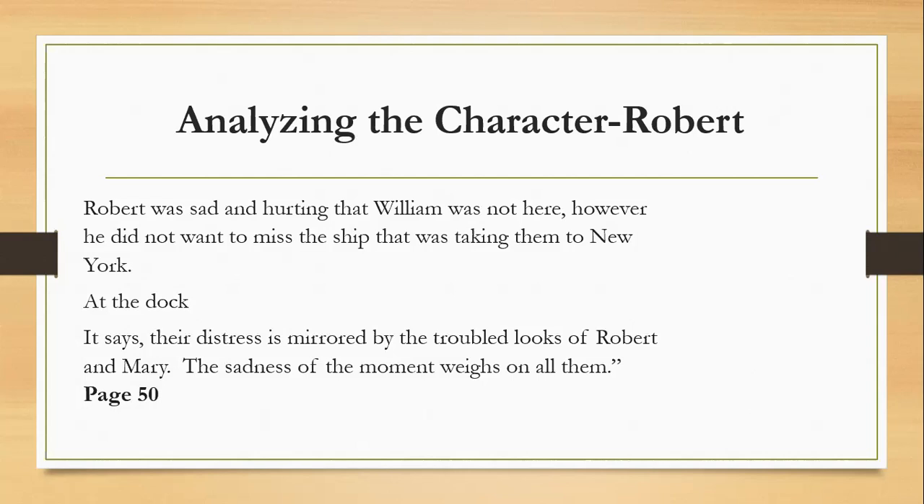Okay. And while they were at the dock, on page 50, it says, "Their distress is mirrored by the troubled looks of Robert and Mary. The sadness of the moment weighs on all of them." So Robert was sad and hurting that William was not there, but he was still going to take the ship to New York.